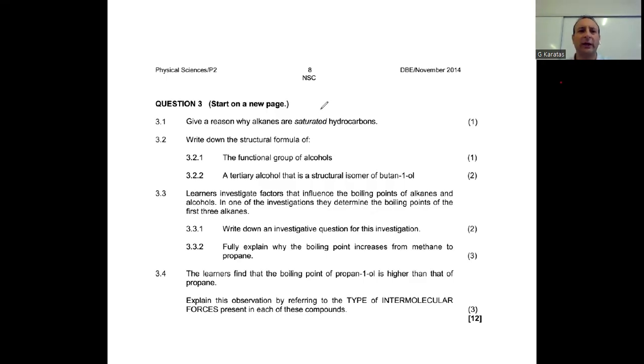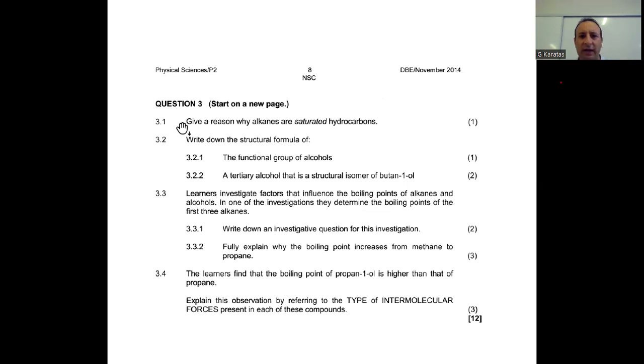Hi everyone. Today I'm going to go through question 3 of the November 2014 paper. This question is related to organic structures, physical properties, and intermolecular forces.